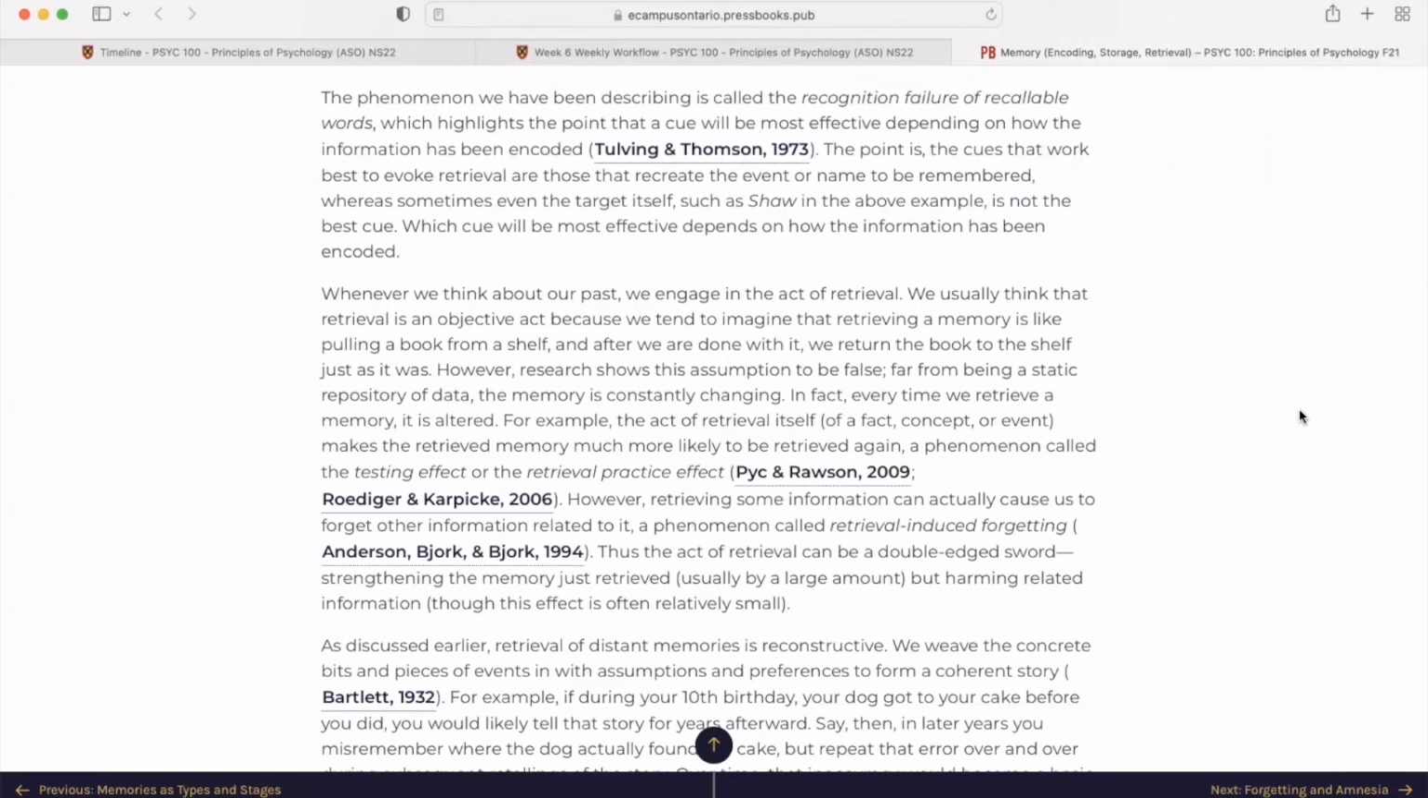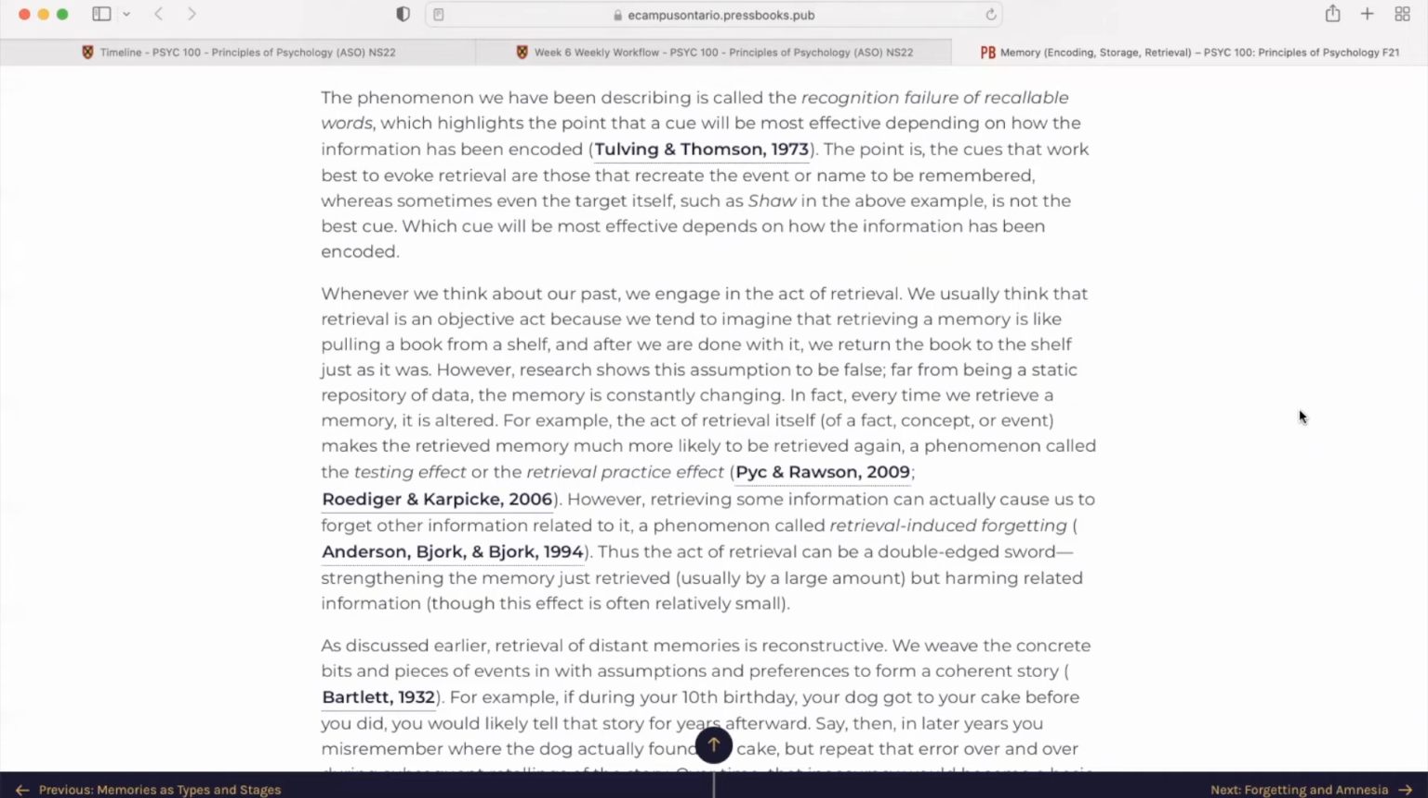which highlights the point that a cue will be most effective depending on how the information has been encoded. The point is, the cues that work best to evoke retrieval are those that recreate the event or name to be remembered, whereas sometimes even the target itself, such as Shaw in the above example, is not the best cue. Which cue will be most effective depends on how the information has been encoded.